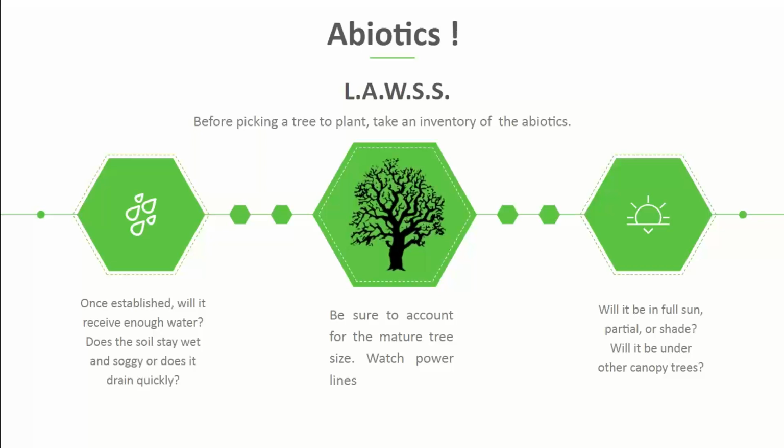You're going to want to make sure where you're planting the tree, is it going to receive enough water there? Does the soil stay soggy? Does it drain quickly? That's going to help you pick the particular species of tree that you need. Will it be in full sun, part sun, shade? Is it going to be underneath other canopy trees? What about underneath power lines? That'll help you also determine which tree you should pick.